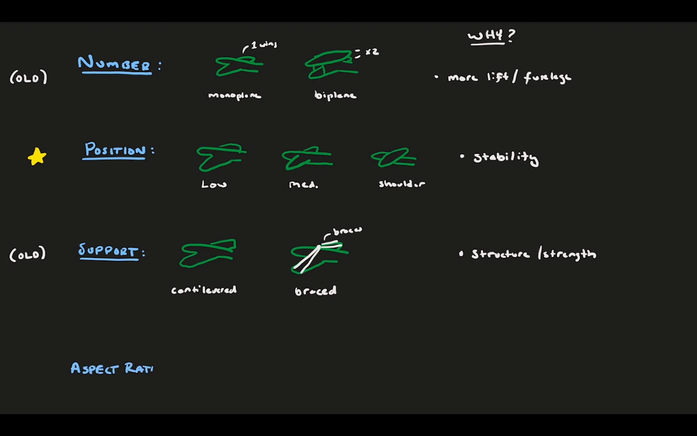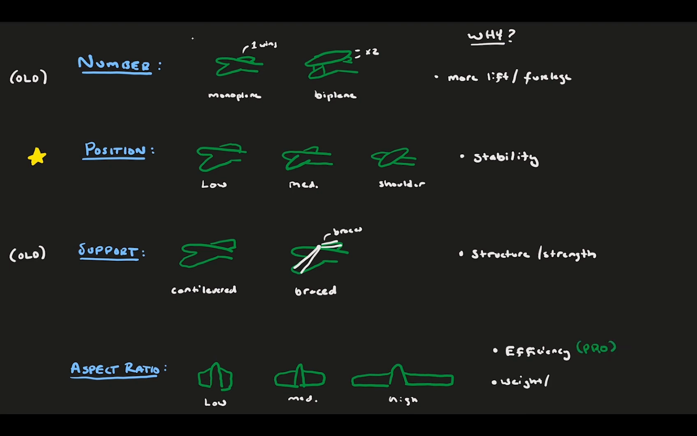Fourth, we want to consider our wing aspect ratio, which is super important. This is the span versus the chord. High aspect ratio wings are very efficient, which we learn about later in the course, but come at the penalty of needing higher strength and weight due to the larger moment caused by the lift near the wingtips.